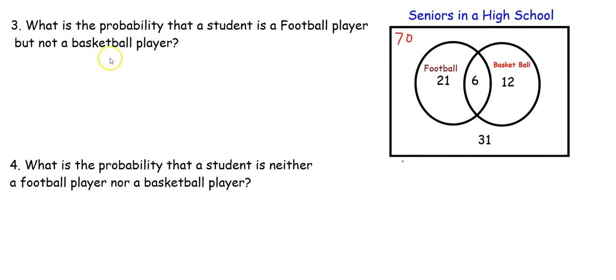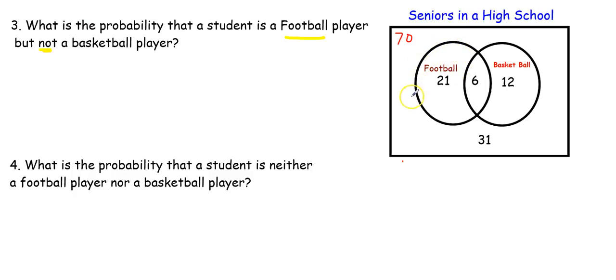What is the probability that a student is a football player but not a basketball player? So we are looking for a student who plays just football. He is only a football player but not a basketball player. So let us go to this Venn diagram.